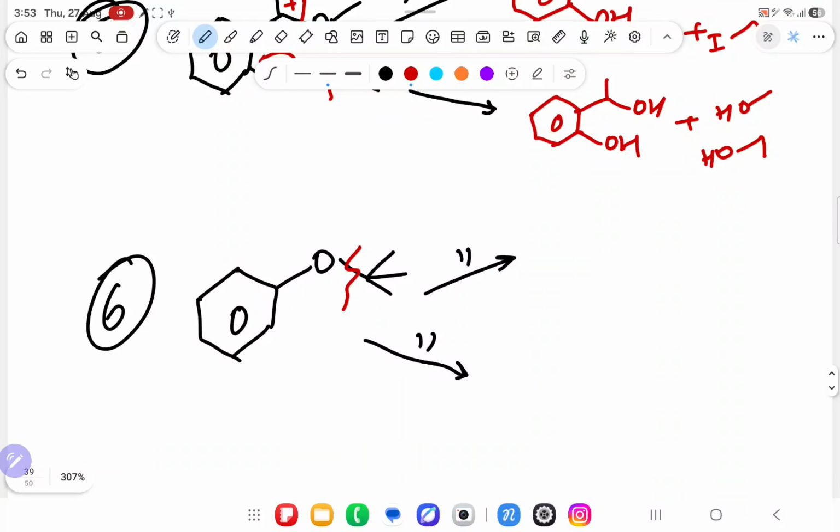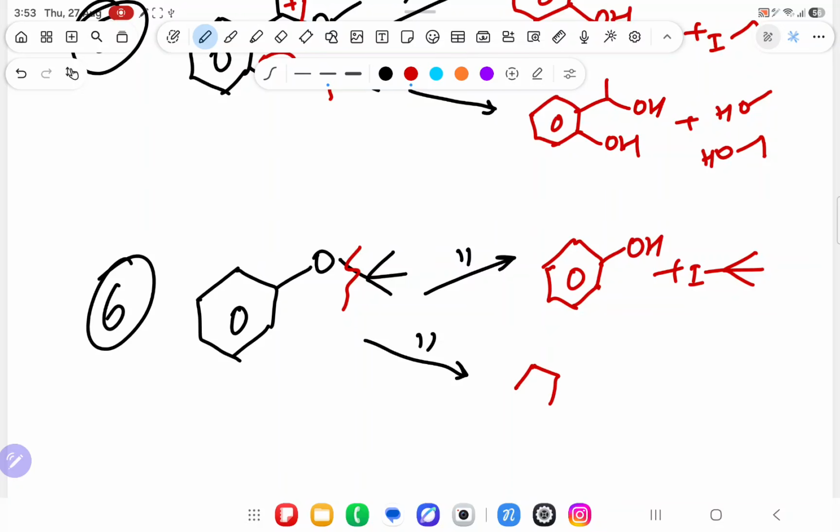Over here, from where will I break? From here I will break. What will I get? This side OH, and this 3 degree will be I. And over here we are getting this side OH, and this is also giving OH. So this is OH. I hope you understood it.